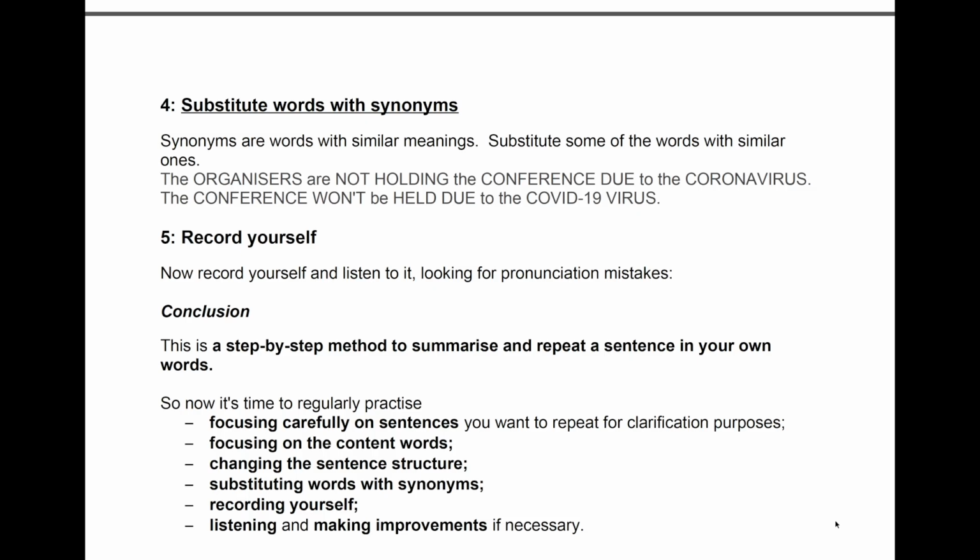Step 5, record yourself and listen to it looking for pronunciation mistakes. This way you'll become more confident. The more you do it, the more confident you'll become.